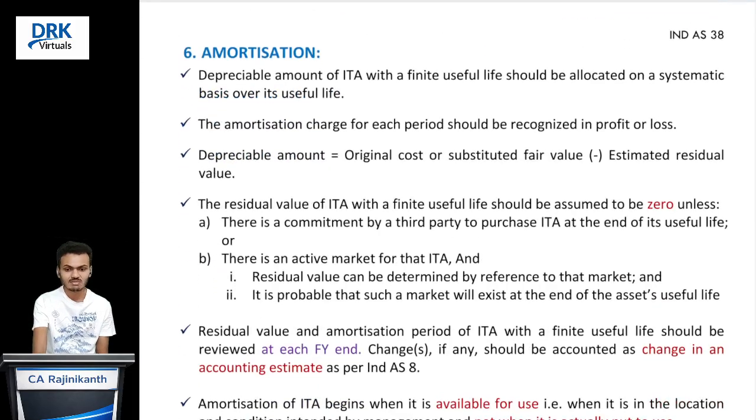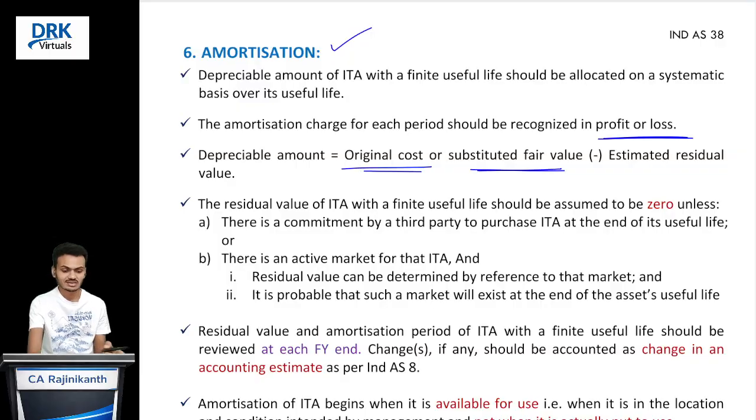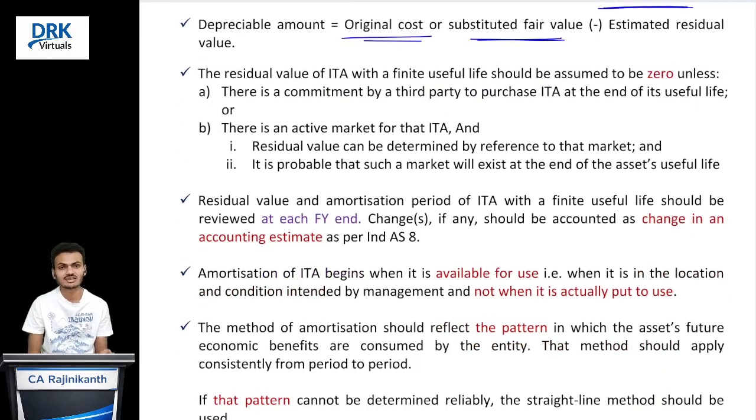And coming to amortization, it is similar to the depreciation charge for property, plant and equipment. What is it? Systematic allocation of the depreciable amount of an intangible asset over its useful life, and that amount we should charge to profit and loss account. That's it. What is depreciable amount? If it is a cost model, original cost minus estimated residual value. If it is a revaluation model, substituted fair value minus residual value. But note that in case of an intangible asset, we should assume that the residual value should be 0.